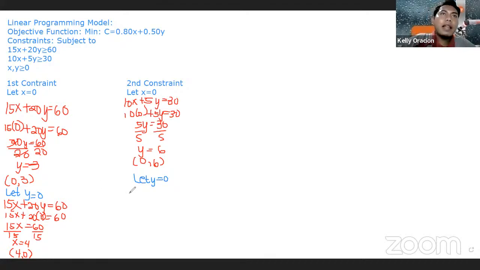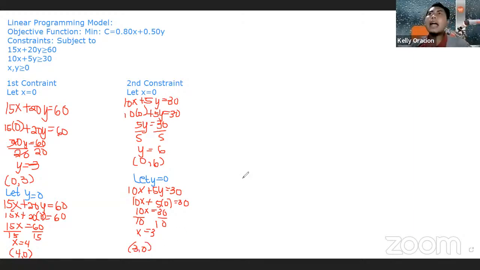Now for the other one, 10x plus 5y is equal to 30. We have 10x plus 5 times 0 is equal to 30. 10x is equal to 30 is what remains, because 5 times 0 is 0. Divide both sides by 10. x is 3. So we have the ordered pair of 3, 0.